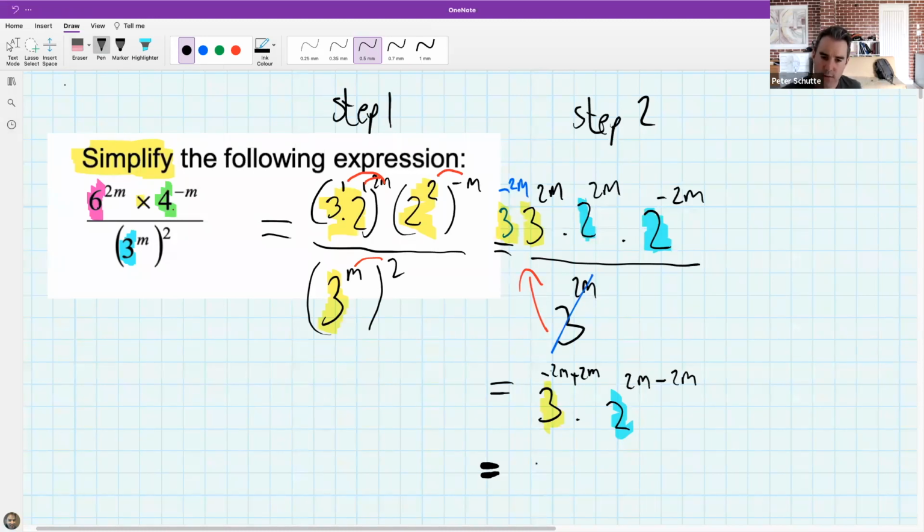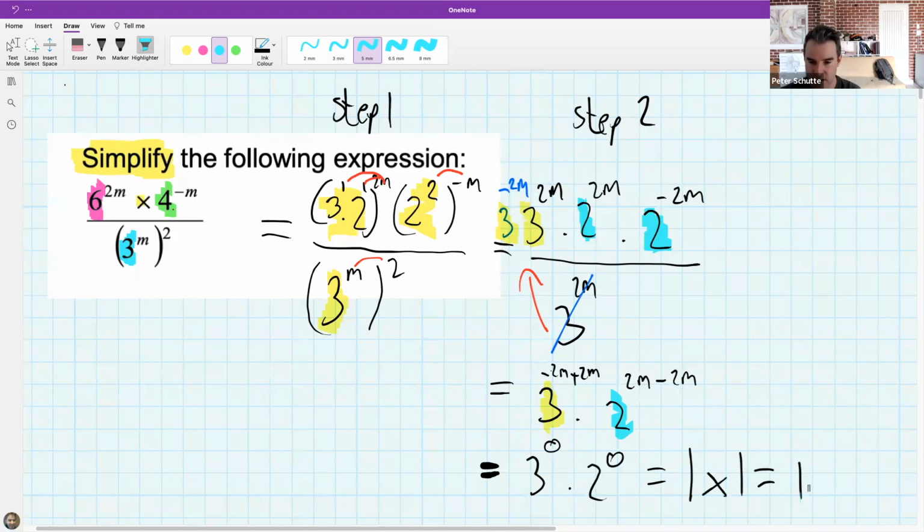So minus 2m plus 2m is to the power of 0. 2m minus 2m is to the power of 0. So what is 2 to the power of 0 times 3 to the power of 0 times 2 to the power of 0? It's just going to be 1 times 1, which is 1. So the final answer of that whole fancy thing is that it's equivalent to 1.